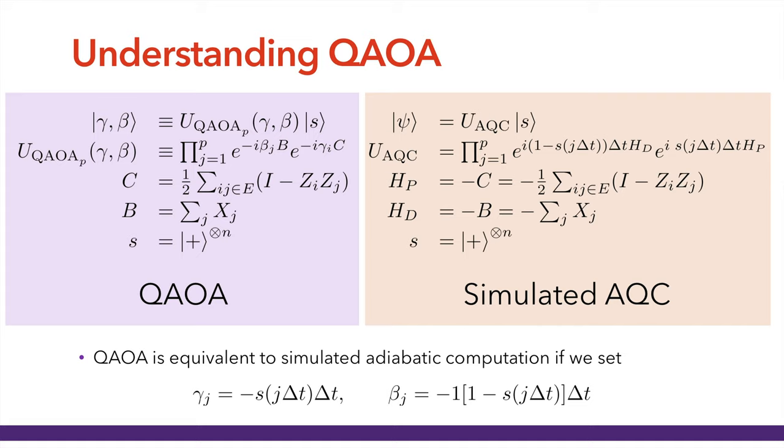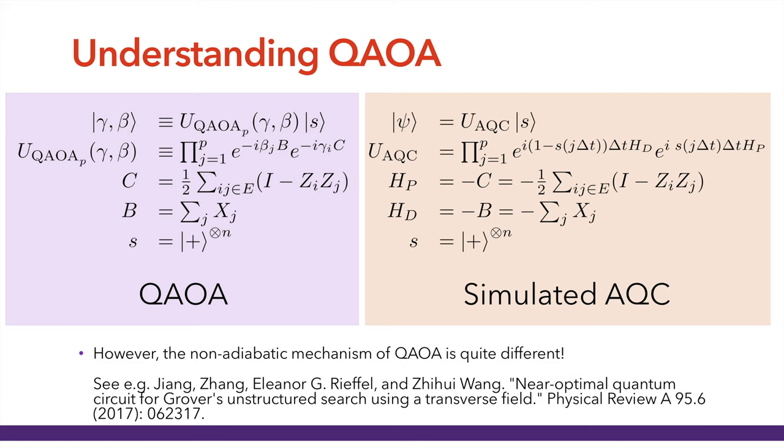Now, don't let this connection fool you, because in the small P regime, the mechanism of QAOA is actually quite different. And even in the large P regime, it is quite different. As one example of a paper that highlights this difference, there is a paper that shows how to recover Grover's quadratic speedup using QAOA circuits, this alternating operator circuit, but using a mechanism that is different from the mechanism that adiabatic quantum computation uses.